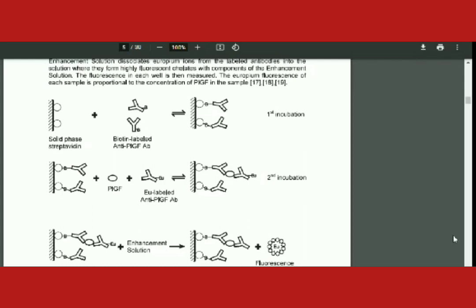Then afterwards you add an enhancer which releases the Eu. However much Eu is released from this reaction, that is what is measured. This amount of Eu represents the value in your report in IU, or whatever the units are, in terms of concentration. This Eu value is measured.